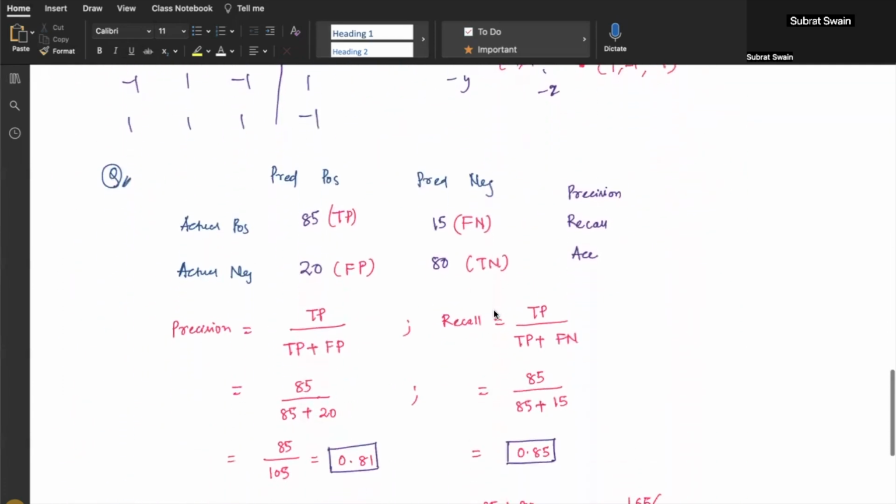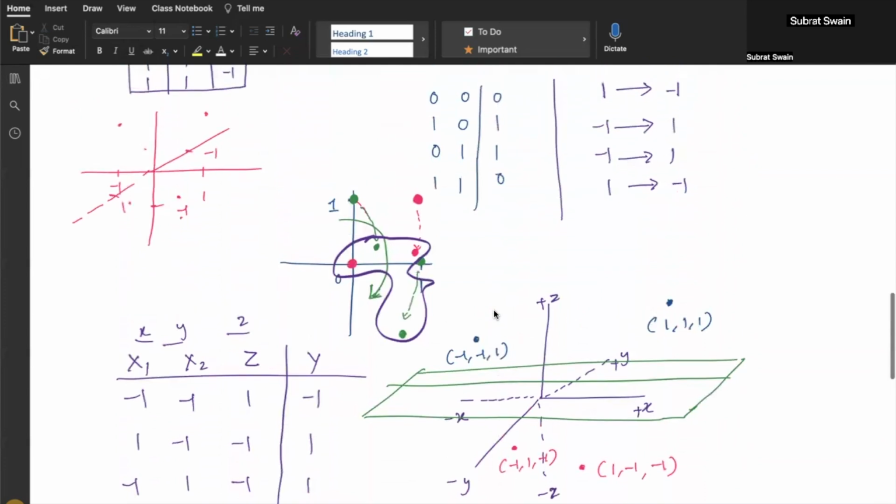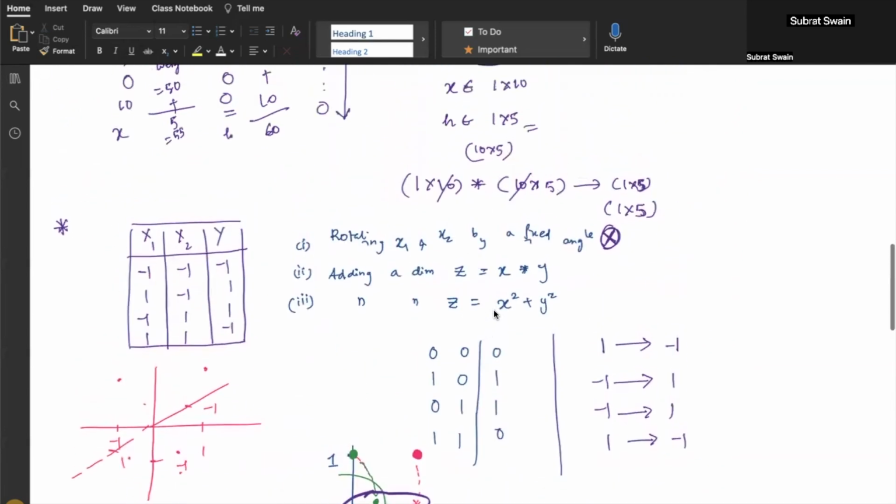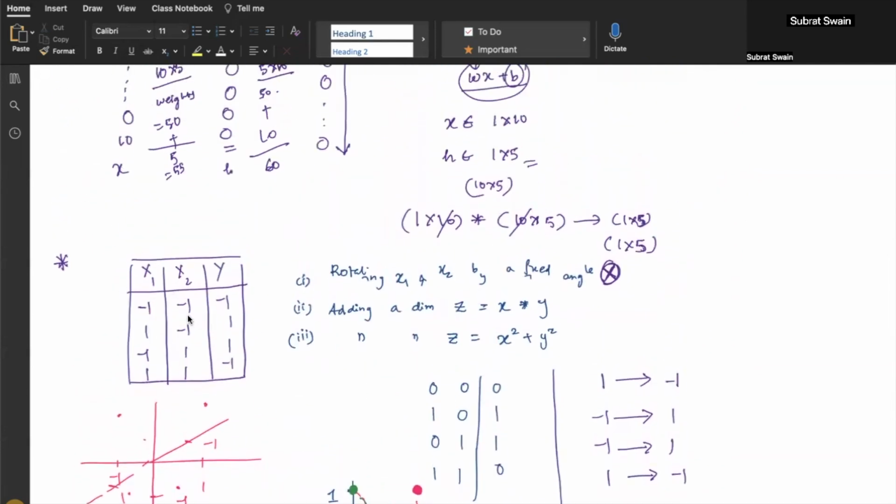We discussed another two questions as well. There is a question that says, let's say this is a data set of x1, x2, and y. When x1, x2 is -1 and -1, the value of y is -1. When x1, x2 is 1 and -1, the value is 1. When it is -1 and 1, the value is 1. When it is 1 and 1, it is -1. So you can say it's a type of XOR operation.